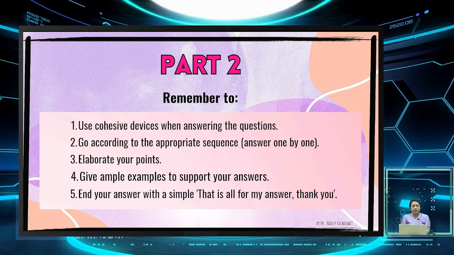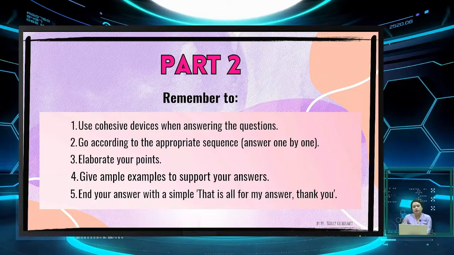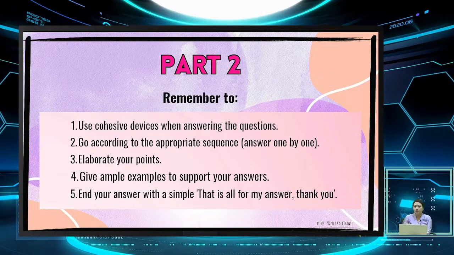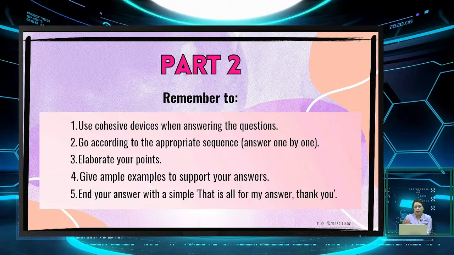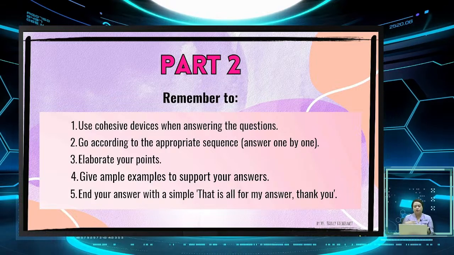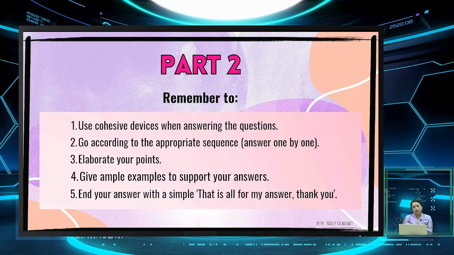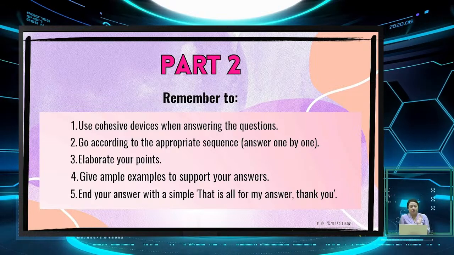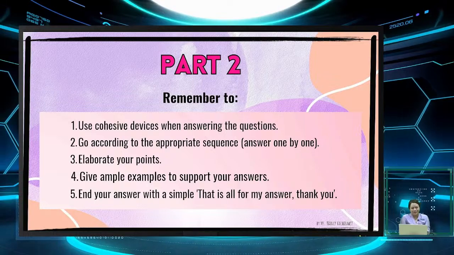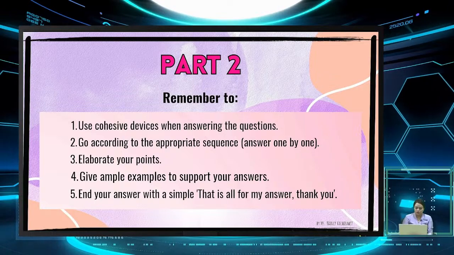Because if you don't say this, the interlocutor will assume that you have more to say for your answer. So if you think your answer ends there, then you mention this sentence. Not just, that is all for now. No, that is all for my answer, thank you. This is for part 2.